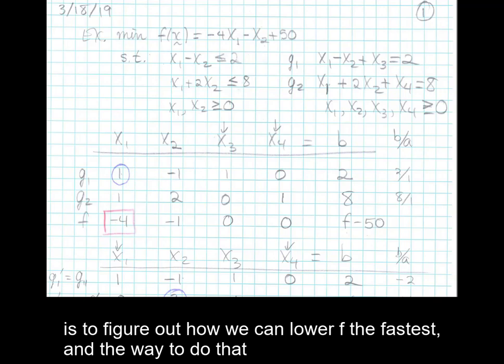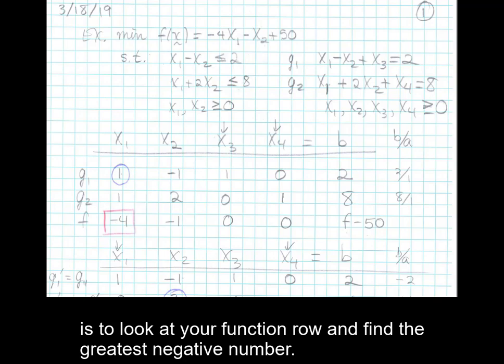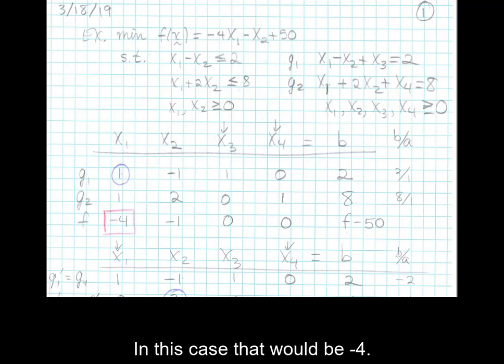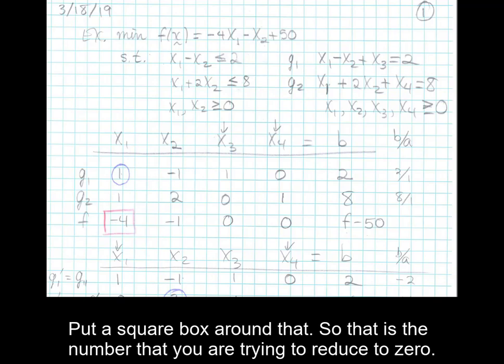fastest. And the way to do that is to look at your function row and find the greatest negative number. In this case, that would be -4. Put a square box around that. So that is the number that you're trying to reduce to 0.